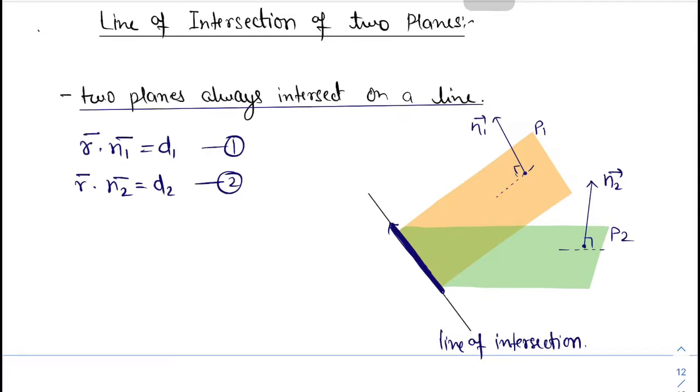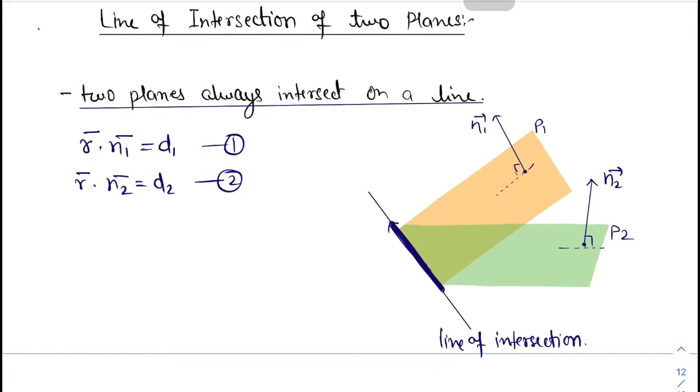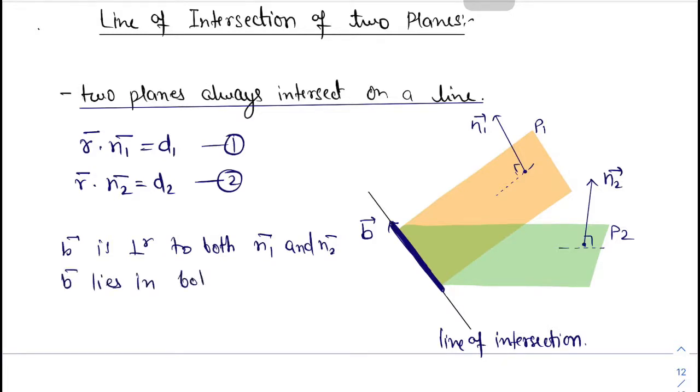So ultimately, let me call it the B vector. This B vector, which is in the line of intersection, or we can say along the direction of the line of intersection, is in both the planes P1 as well as P2. So B vector is perpendicular to both n1 as well as n2, because B lies in both the planes.